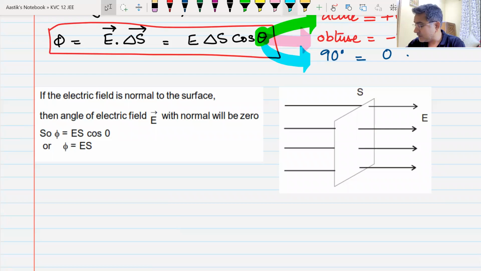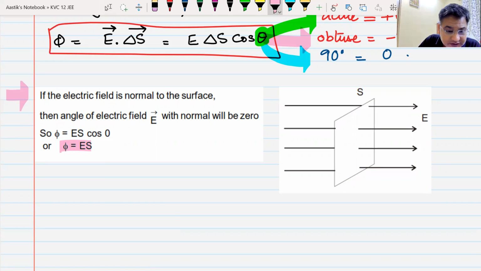Case number one, the flux is turning out to be positive in this case, and it will be simply equal to E into S, or E into area, or E into delta S, where E is the magnitude of electric field or the intensity of electric field, and delta S or A is the area. You just take the magnitude because it's a scalar quantity. You are taking the dot product, so you can do it with the magnitude.